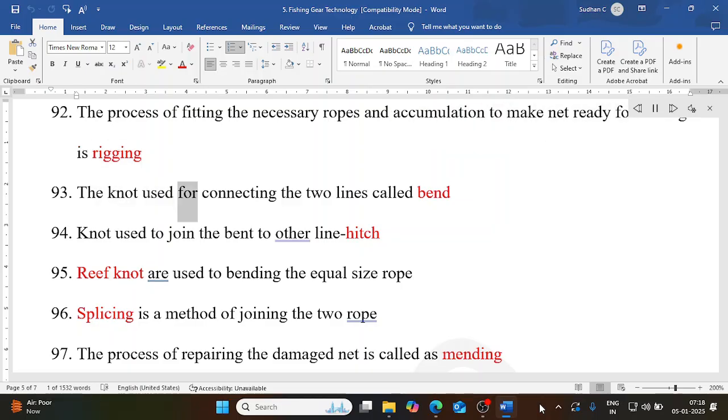The knot used for connecting 2 lines is called a bend. The knot used to join a line to another line is a hitch. Reef knots are used for bending equal size rope. Splicing is a method of joining 2 ropes. The process of repairing a damaged net is called mending.